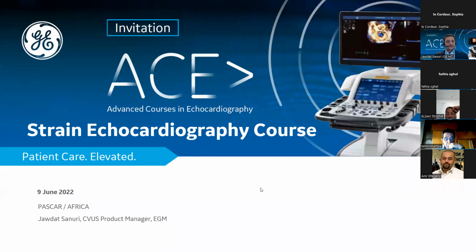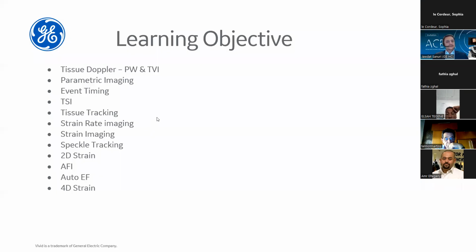So without further ado, this is some of the things that we'll be talking about. We'll discuss tissue Doppler, starting with the normal PW, TVI, what these mean, the difference in namings. We'll talk about parametric imaging, how we can do it. We'll talk about event timing, the benefit of event timing. Then we'll talk about the various modes of utilizing tissue Doppler: tissue synchronization imaging, tissue tracking, strain rate imaging, and strain imaging.